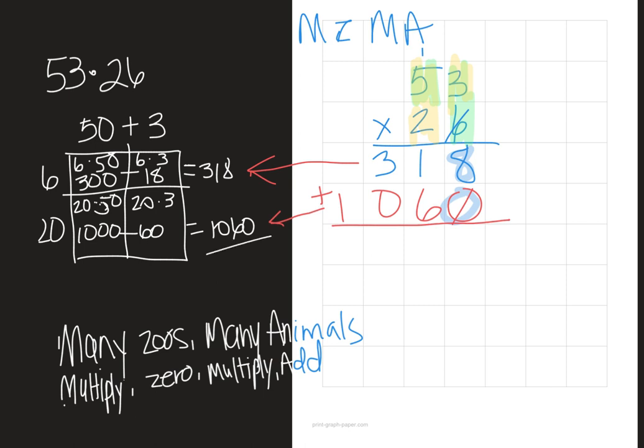Did we? We need to take 1060 and add it to 318. That equals 1,378. And this should be our total. So let's see if we get the same thing.